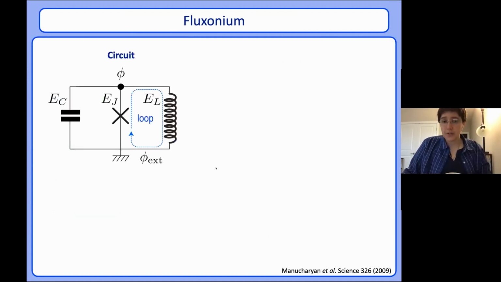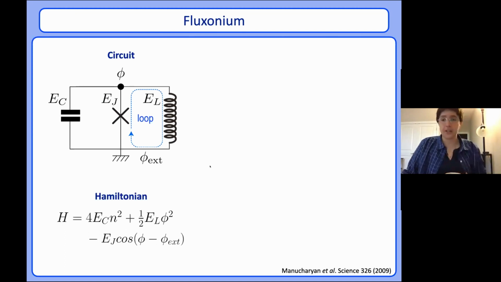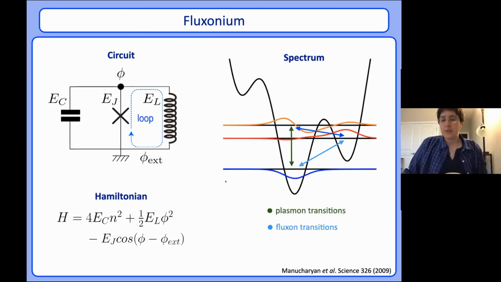And so this is the circuit for flexonium. I'm running short on time, so I'll skip to the key point. Flexonium is a cosinusoidal potential inside a quadratic well. So it has this ripple structure, and it gives you two kinds of transitions. You can have intra-well transitions and inter-well transitions. And this gives you the lambda or triangle structure that you need.